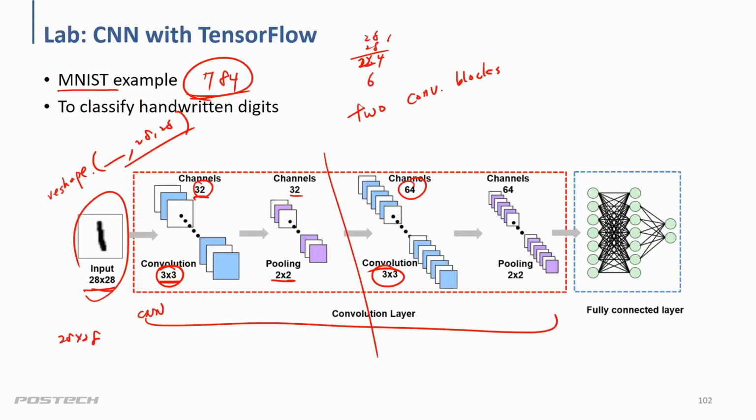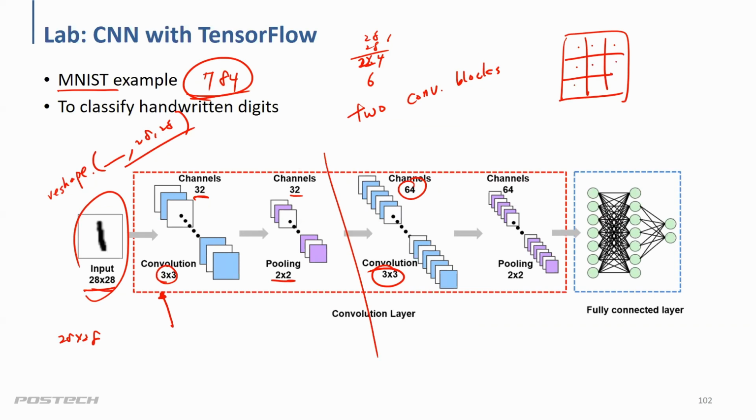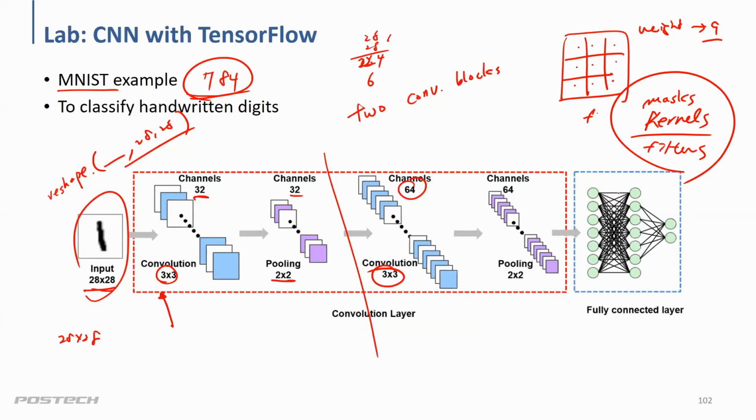And let me ask, over here, how many kernels do we need? 3? No, the kernel size is 3 by 3. How many kernels? 9? No. The related weights are 9, but I'm asking how many masks or kernels or filters we need over here.